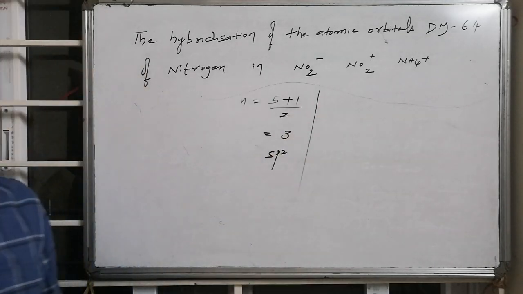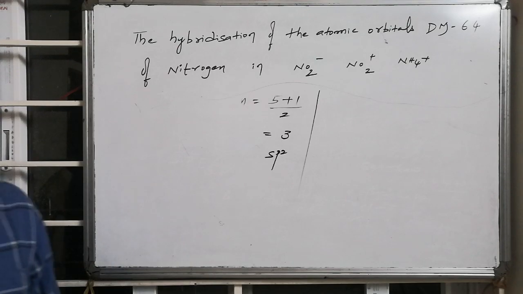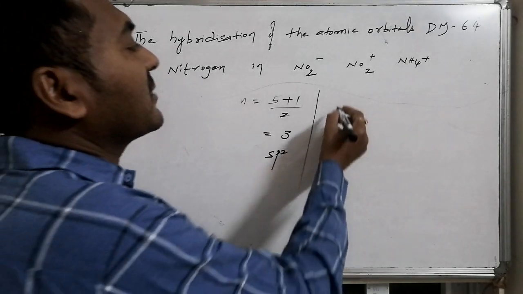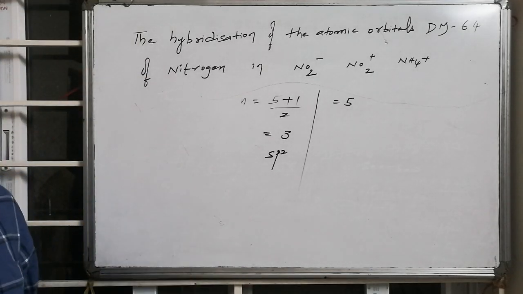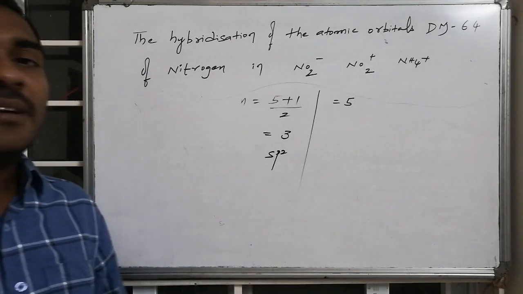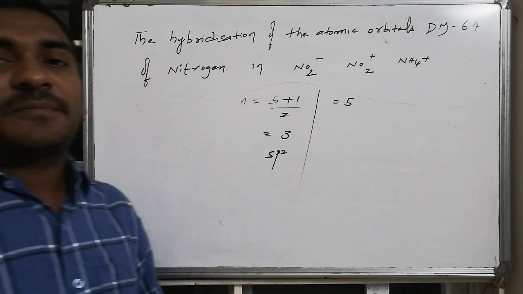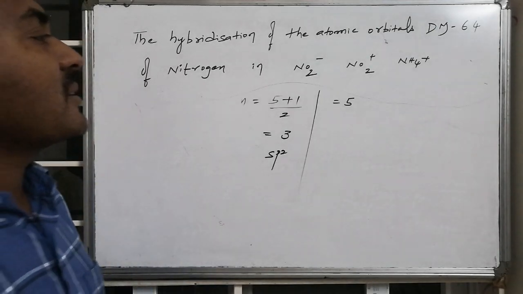hybridization. The same n value if we want to calculate for NO2 plus, here the n value becomes: the nitrogen group number is 5. In NO2 plus, the less electronegative atom is nitrogen. Now nitrogen is losing the electron. If nitrogen loses the electron, then what happens?